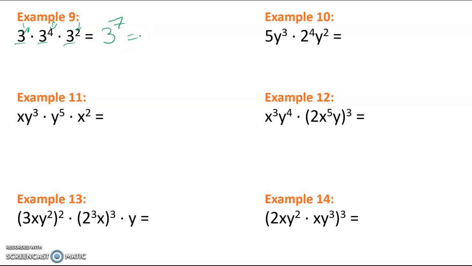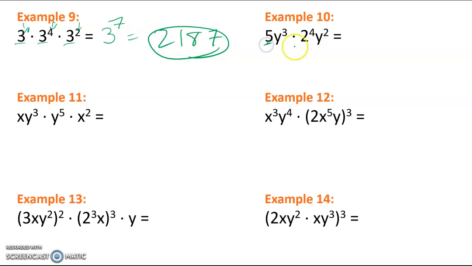which, let me pull up a calculator here. If we do 3 to the 7th in a calculator, once I finally pull it up here, it's going to get us 2,187, okay?